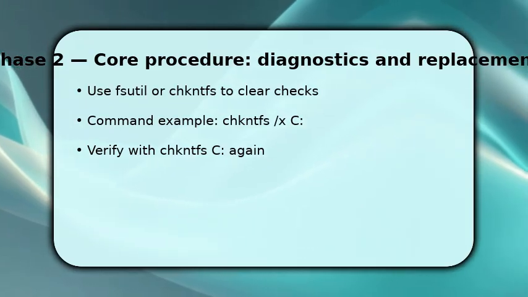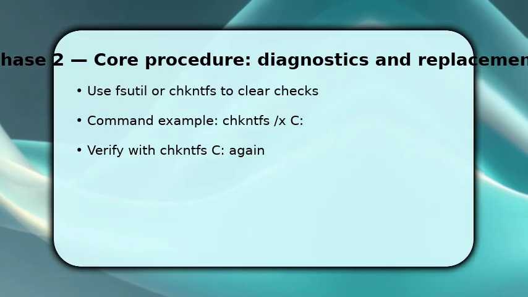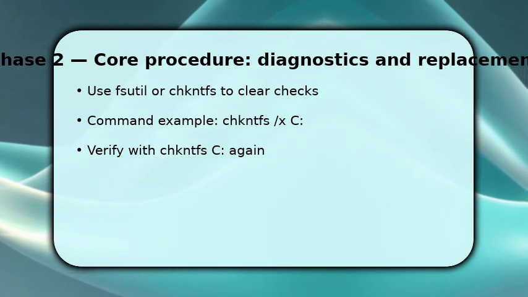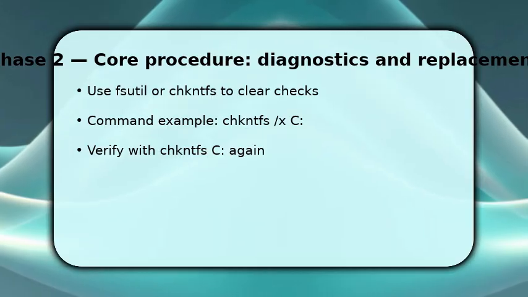Once done, run chkntfs c: to confirm the exclusion appears. Make sure to replace C with the correct drive letter if your system partition differs. Otherwise, Windows may still schedule a scan. To finish, reboot and watch whether the startup check appears.